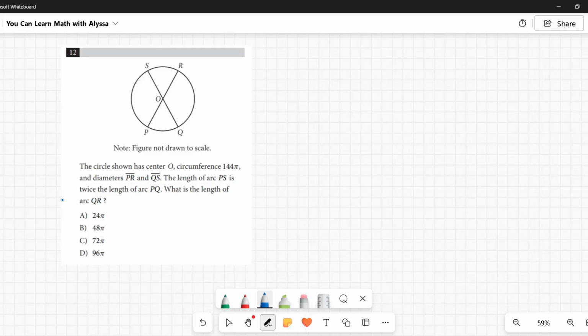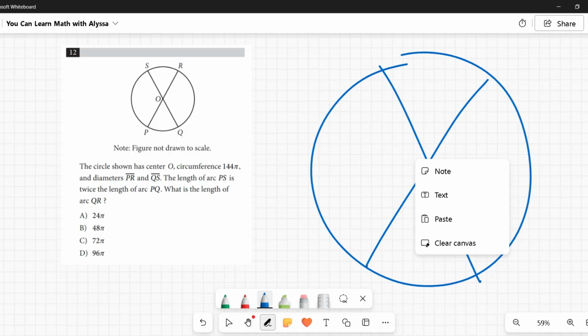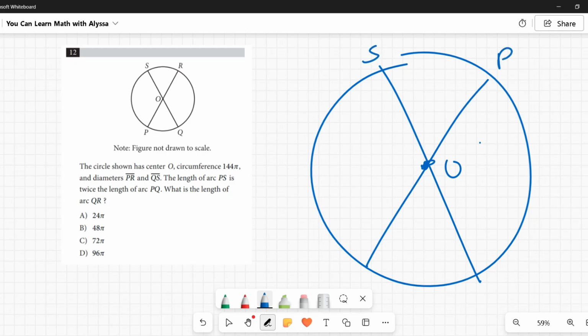All right, so I'm going to redraw it over here. I'm going to draw it a little bit bigger, just so I can really write on it and see things. Okay, so the diameters are going through the center of the circle, supposedly. That's supposed to be my center. So I got S, R, P, Q.